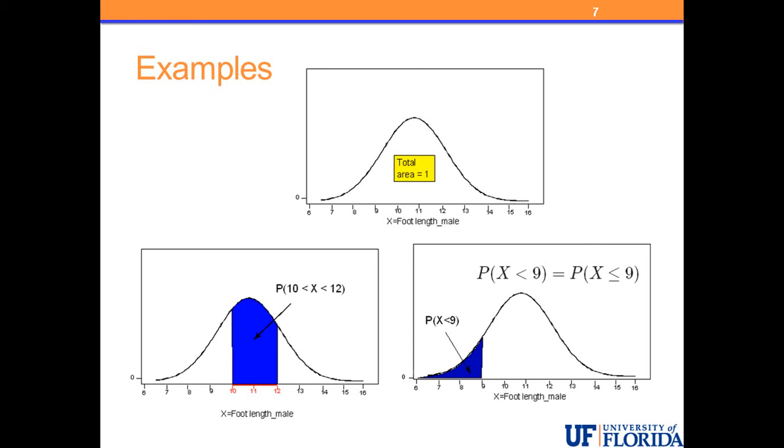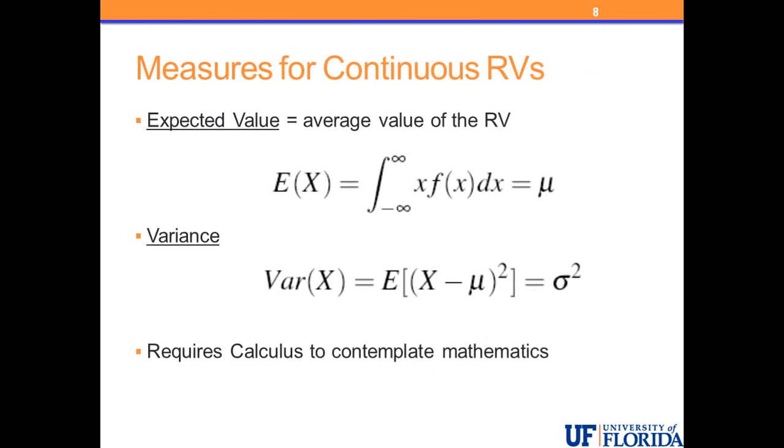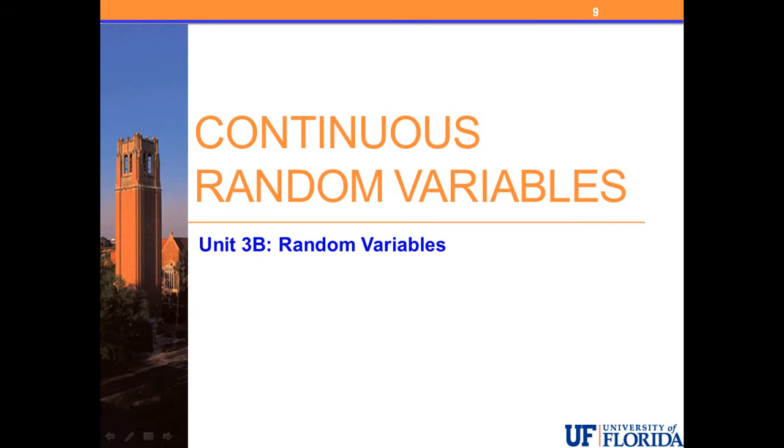Similar to discrete random variables, there are equations for the mean, variance, and standard deviation. However, these equations require calculus, and we will not be working with them in this course. Continuous random variables require a different approach than discrete random variables. We must find the area under the curve in order to calculate probabilities. Now we will focus on the normal distribution.